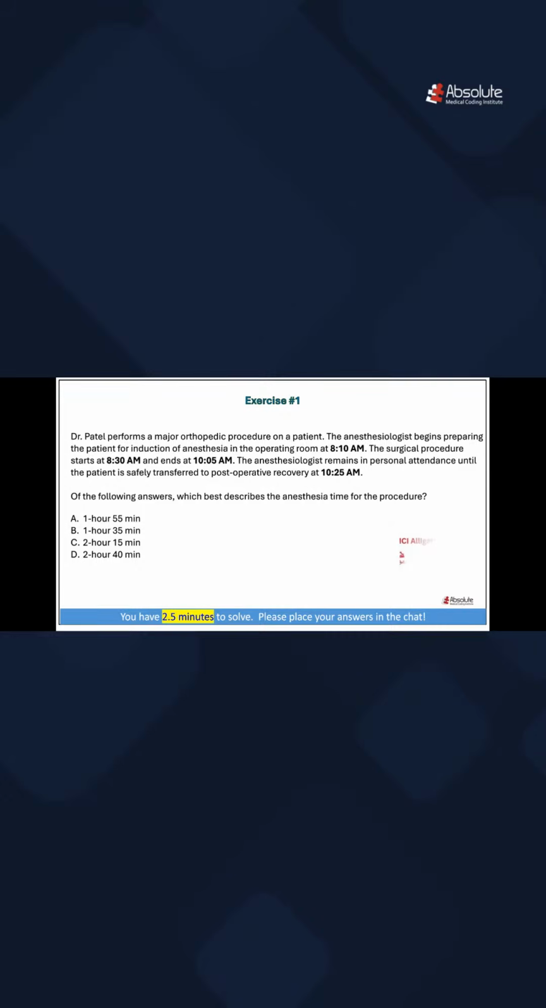Dr. Patel performs a major orthopedic procedure on a patient. The anesthesiologist begins preparing the patient for induction of anesthesia in the operating room at 8:10 a.m. And the surgical procedure starts at 8:30 a.m. and ends at 10:05 a.m. The anesthesiologist remains in personal attendance until the patient is safely transferred to post-operative recovery at 10:25 a.m. Of the following answers, which best describes the anesthesia time for the procedure?